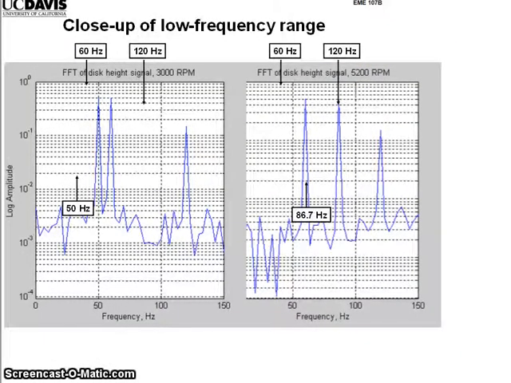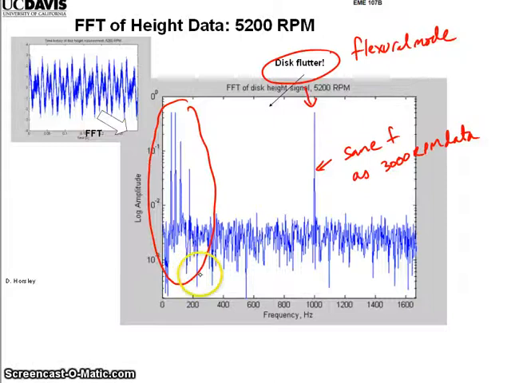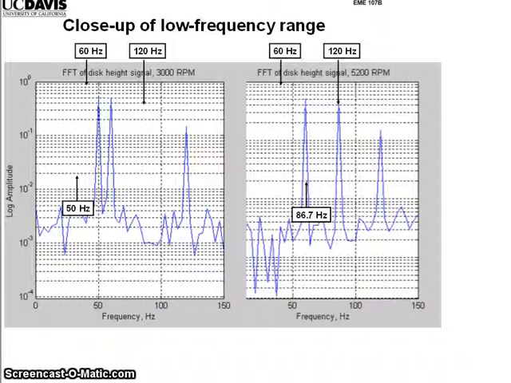What I did was zoom in on this part that I circled in red, and I plotted it for the 3000 RPM data and the 5200 RPM data. If you look at it, these don't match up very well, unfortunately, because the figures got moved. Sorry, I'll draw my arrows like this. This is a 60 hertz signal. This is at 120. And this one here is 50 hertz, so pay no attention to this.